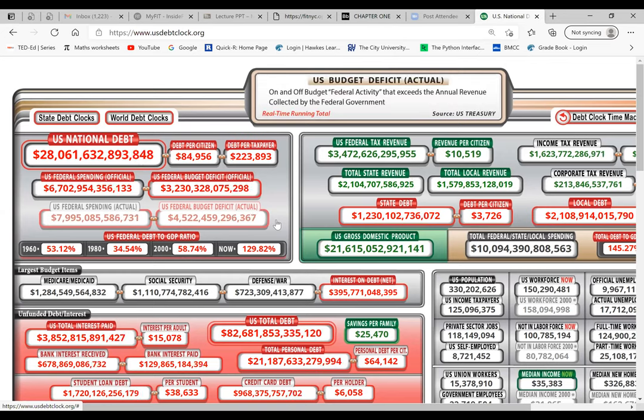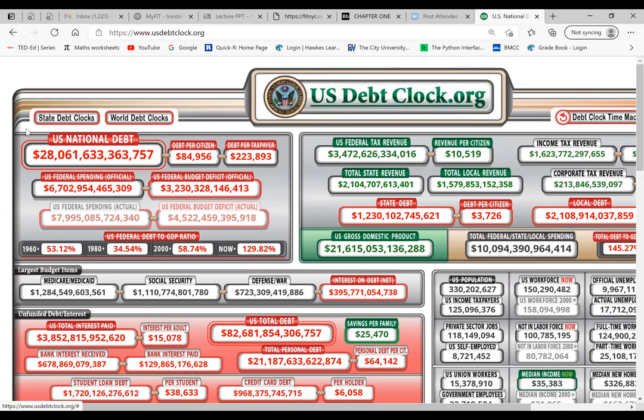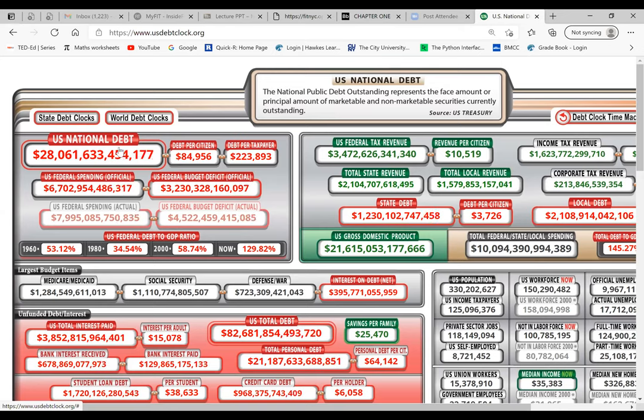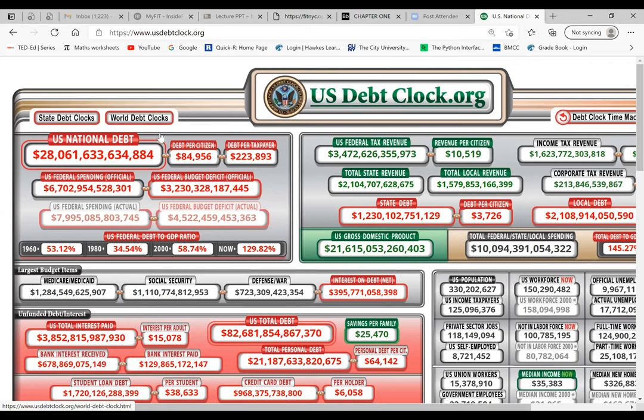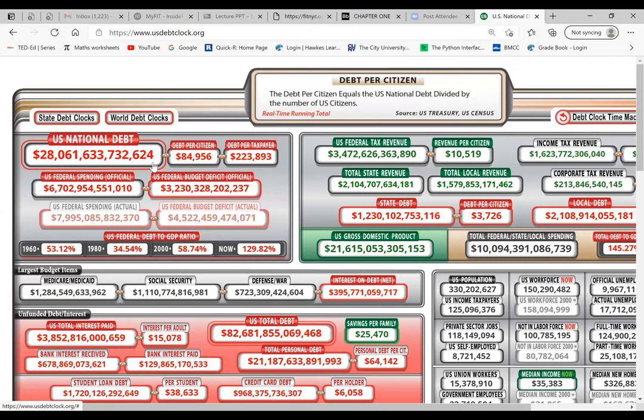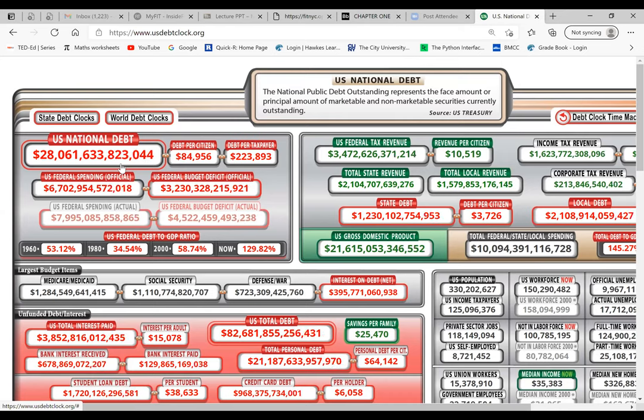So this is a key feature of the continuous compounding, meaning you are earning interest infinitely many times in a given second, okay? And if you look at it, this is about 28 trillion already. And yeah, this is a real-time clock, right? So that means this interest is compounded continuously. That's why it keeps going up every second that passes by.